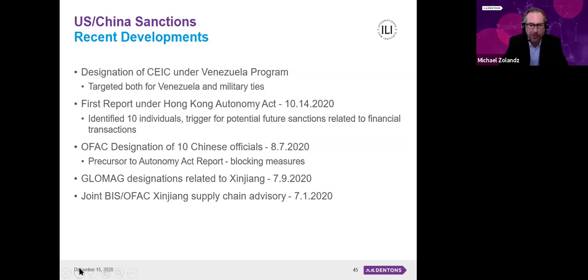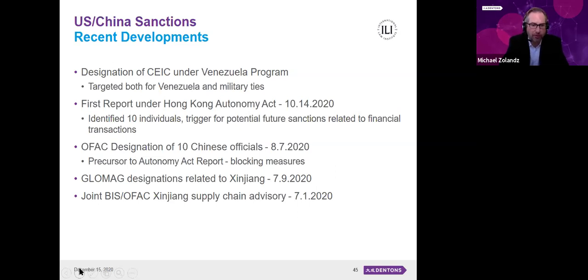And therefore you see a double whammy of targeting Chinese entities that are involved both globally in terms of providing technology, but also specifically with respect to other foreign policy objectives such as those in Venezuela.